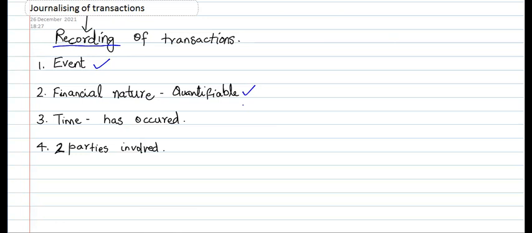There is a money measurement concept we have just checked now, right? So if an event happens in a business which is quantifiable in terms of money, and it has occurred at a particular specific time, and two parties are involved, once all these four conditions are satisfied, immediately there is a need to record that particular transaction in the form of a journal. So journal is the first step in the process of accounting.